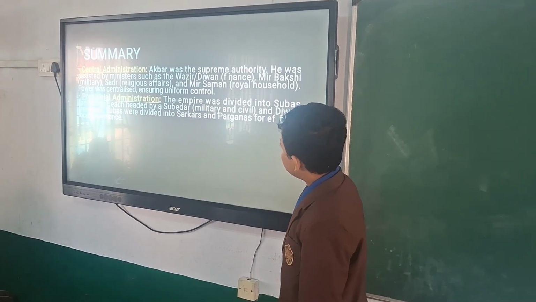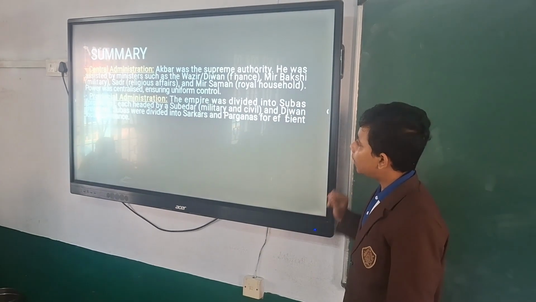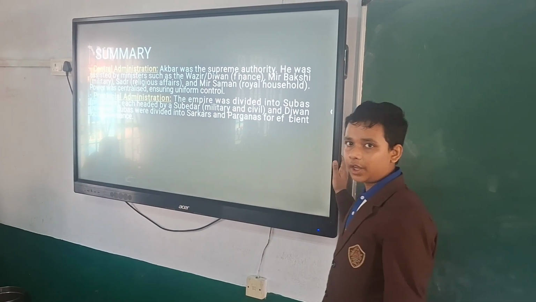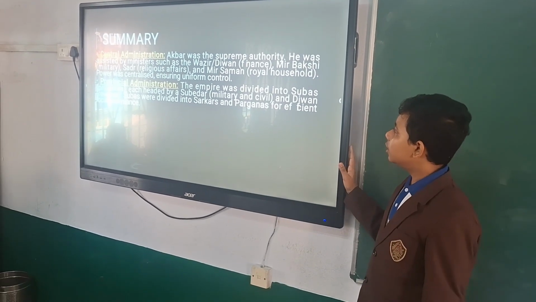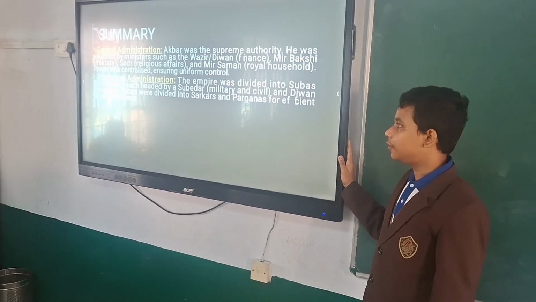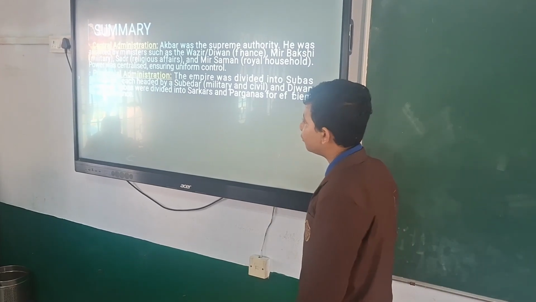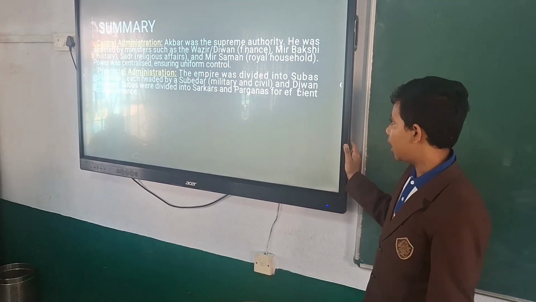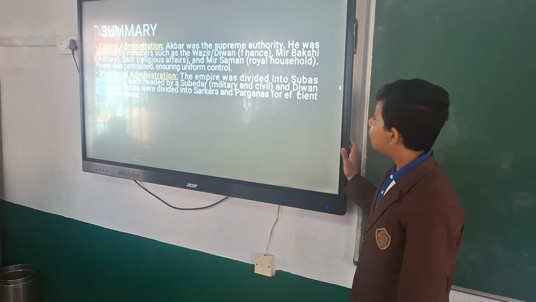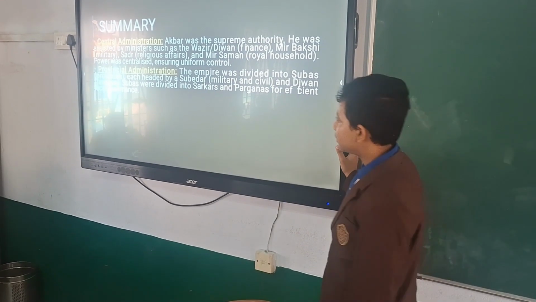In the provincial administration, the empire was divided into subas, which were equivalent to provinces, each headed by a subedar for military and civil purposes, and a diwan for revenue. Subas were divided into sarkars and parganas for efficient governance.